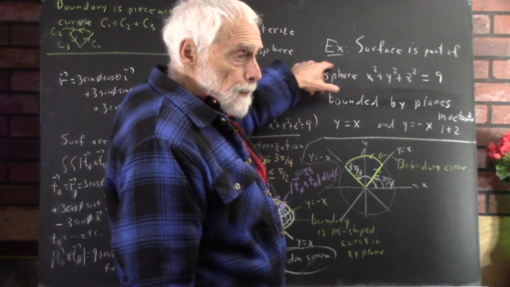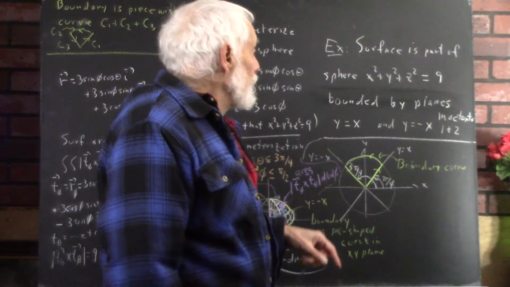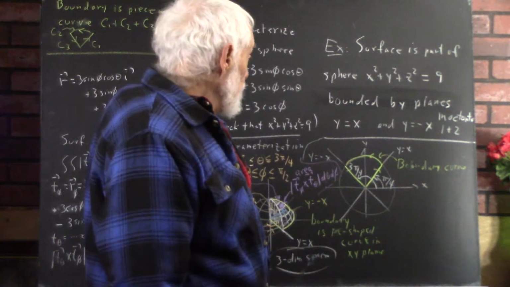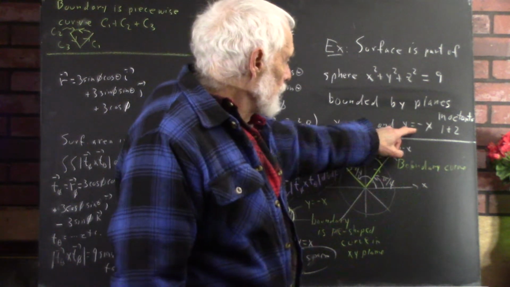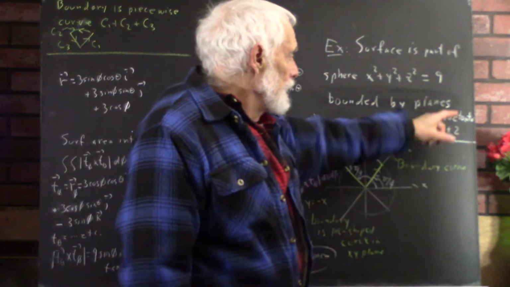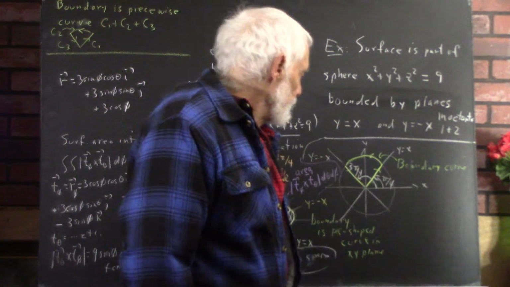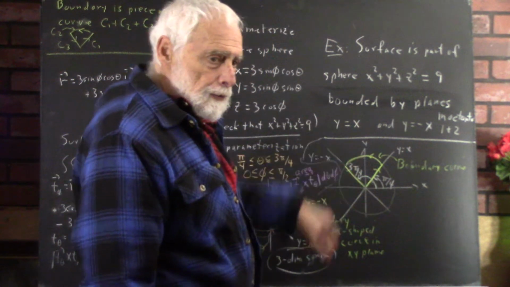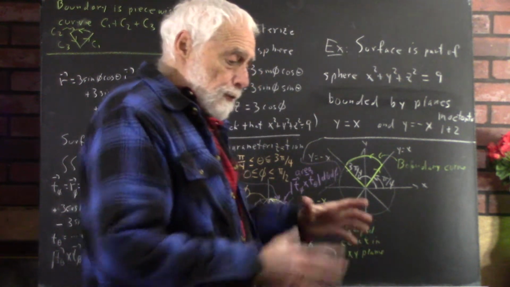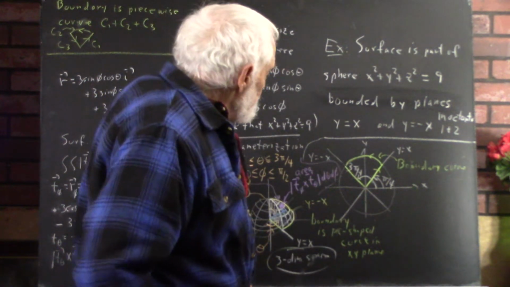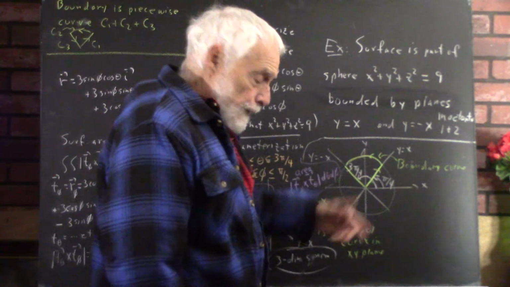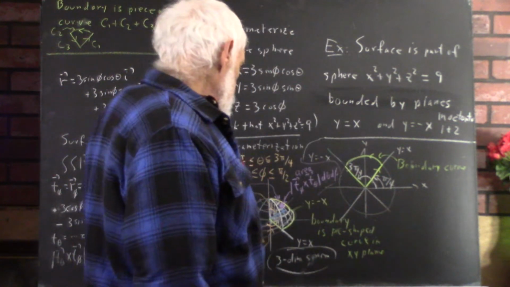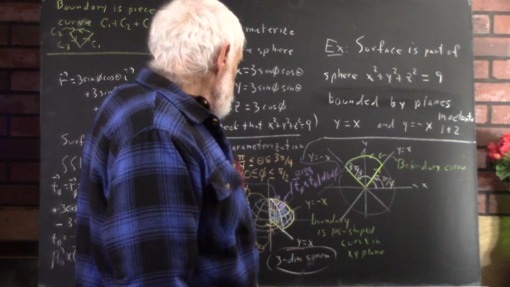We're going to do an example, Stokes' Theorem for a surface. It's part of the sphere x squared plus y squared plus z squared equals 9, bounded by the planes y equals x and y equals negative x, in octants 1 and 2. Right here is your intersection of that sphere with the xy plane, which is where the sphere is widest. At least it's a great circle of the sphere. Here's your y equals x line, here's your y equals negative x line.